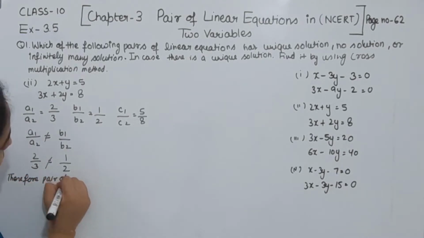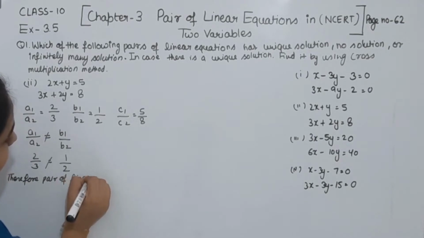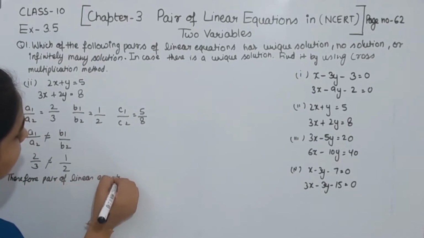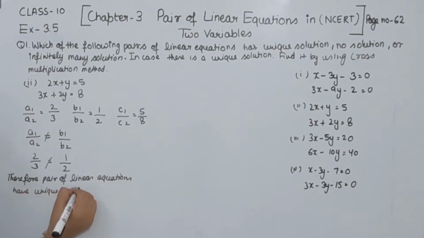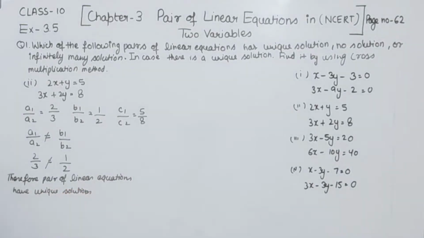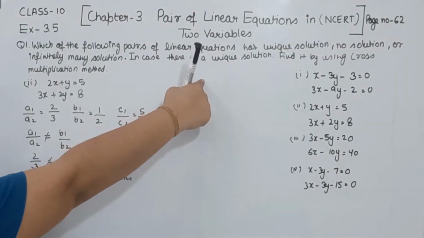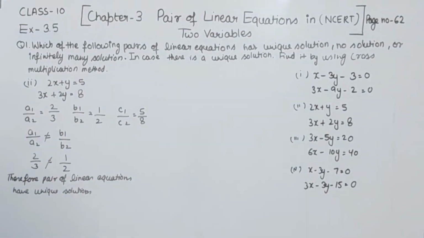the pair of linear equations has a unique solution. So if they have a unique solution, then we have to find it by using the cross multiplication method. Now we have this one as the unique solution.